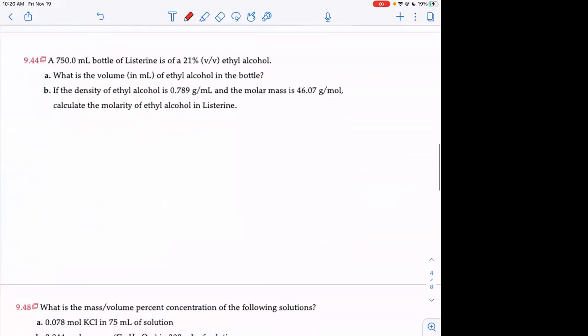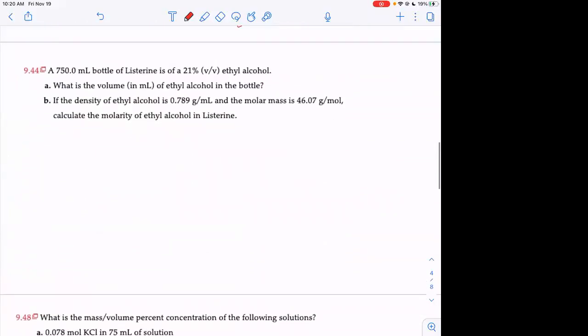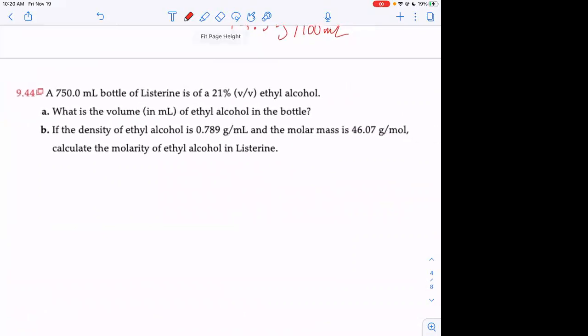Okay, you remember I was talking about this problem in lecture? I was like, there's a really good problem about Listerine. We're going to do it now. If I like it so much, I don't know why I don't just save it for exams. You put this on. I knew that was coming.